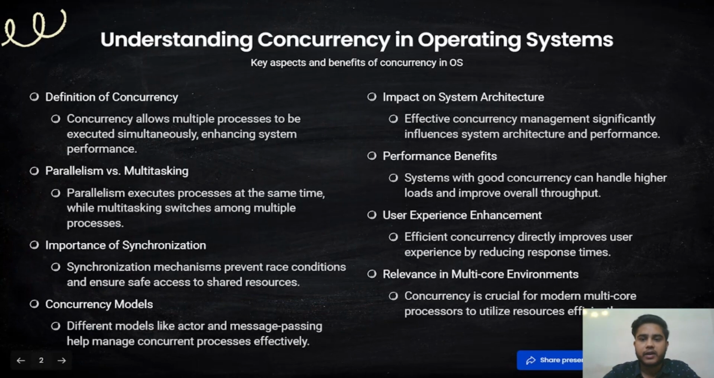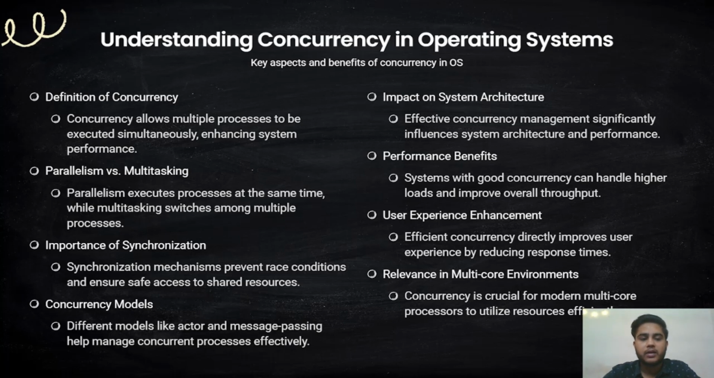Let's understand concurrency in operating systems. Here are the key aspects and benefits of concurrency in OS. Let's try to understand the definition of concurrency. Concurrency allows multiple processes to be executed simultaneously, enhancing system performance. What is its impact on system architecture? Effective concurrency management significantly influences system architecture and performance.